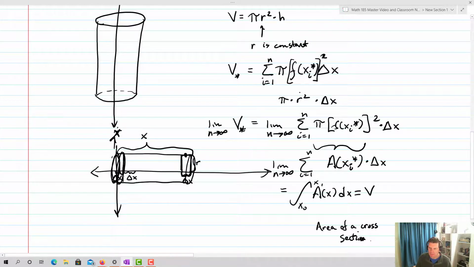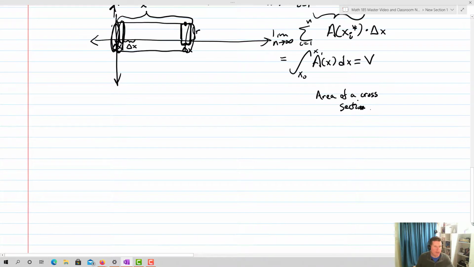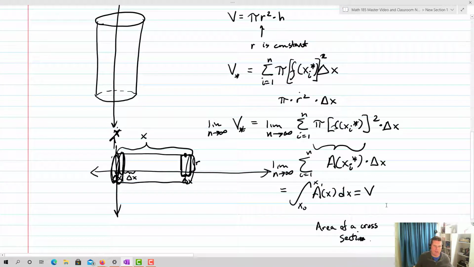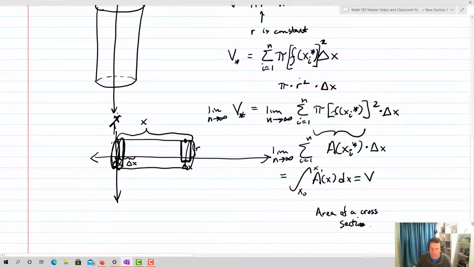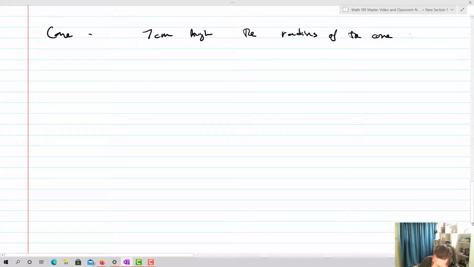All right, so let's take an example. We saw this example right here of our cylinder. Let's say, for example, I'm looking at a cone. So I've got a cone. And the cone, we know, is 7 centimeters high. And the radius of the cone is always equal to the height of the cone at all heights from 0 to 7.